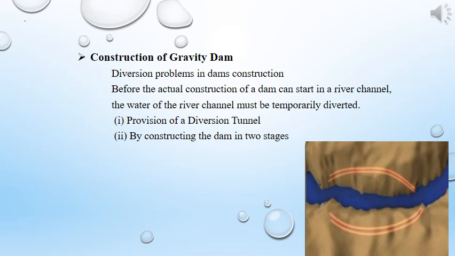Before starting the construction operation of the dam, the water of the river has to be diverted temporarily. Water can be diverted by two methods, that is, by constructing a diversion tunnel or by constructing the dam in two stages.